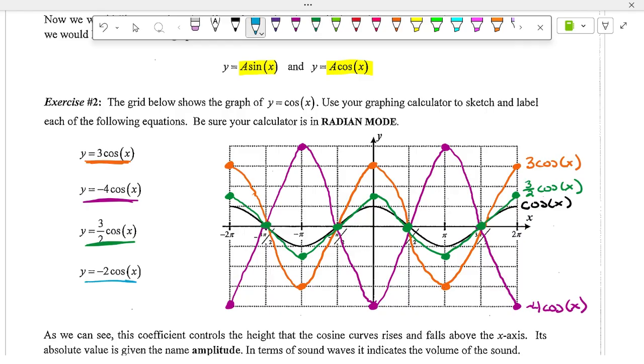And the last one, put in -2 cosine of x into your calculator. So what'd you get? -2. So -2, then 2, 0, then -2, then 0, then 2, then 0, then -2. Good. So these will look something like this.